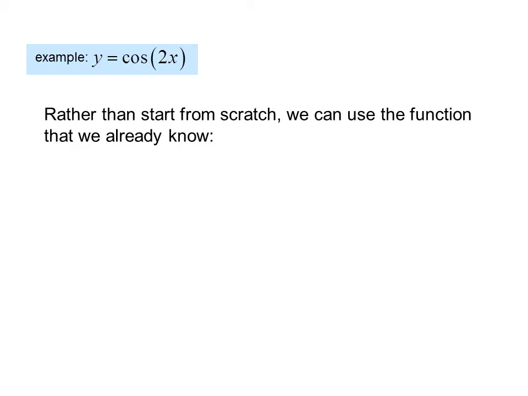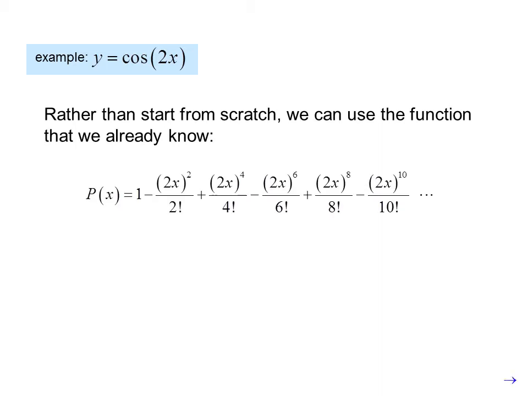Example, y equals cosine 2x. Rather than start from scratch, we can use the function that we already know. Substituting 2x in for x in our approximation for cosine x, we get p of x equals 1 minus (2x) squared over 2 factorial plus (2x) to the 4th over 4 factorial minus (2x) to the 6th over 6 factorial plus (2x) to the 8th over 8 factorial minus (2x) to the 10th over 10 factorial.